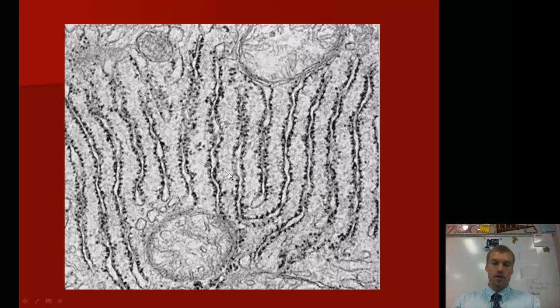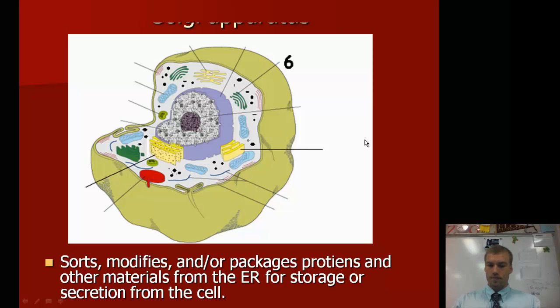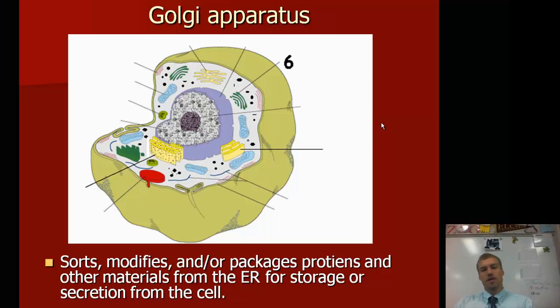And this is what the rough ER looks like. You can see it kind of snakes around, and it's got all these ribosomes, little black dots, attached to it. We also have something called the Golgi apparatus. It sorts, modifies, and packages proteins that are created in the endoplasmic reticulum for storage or secretion from the cell.